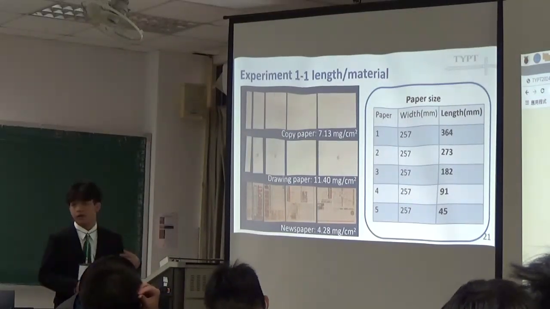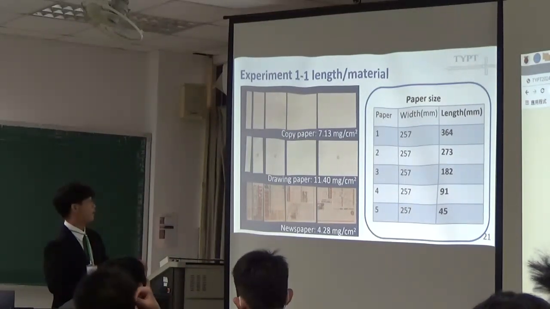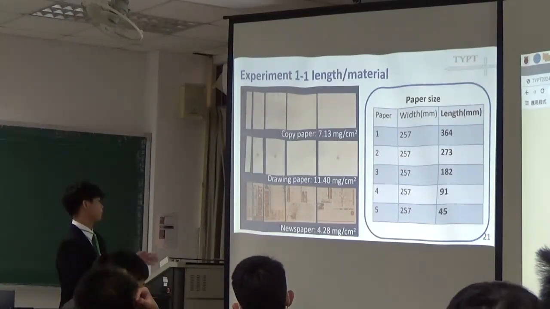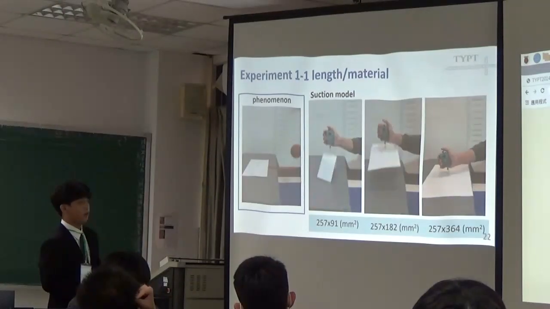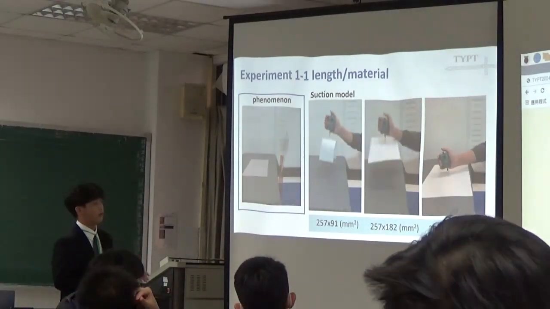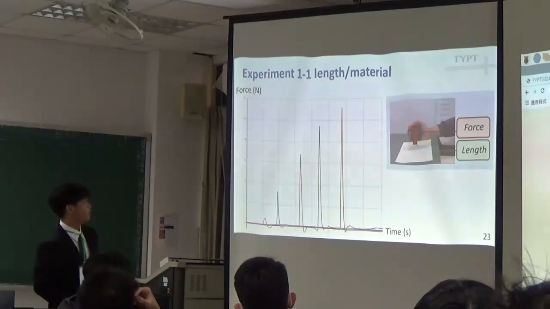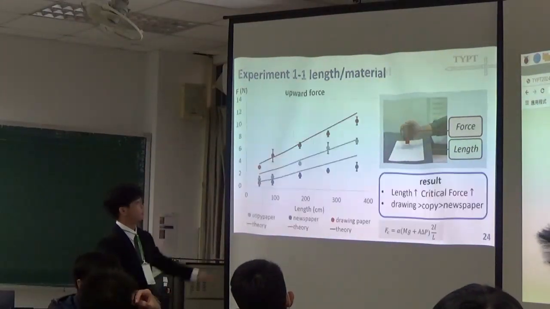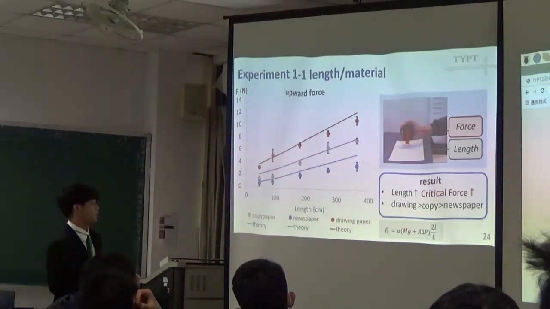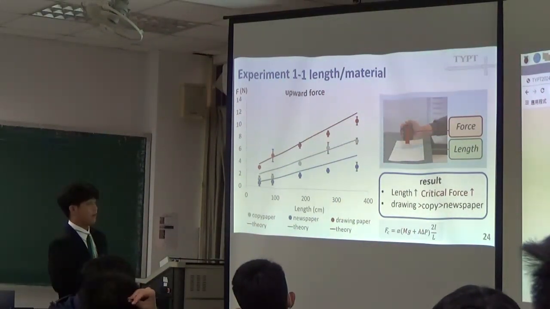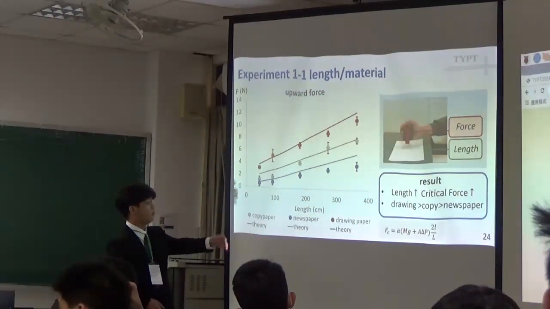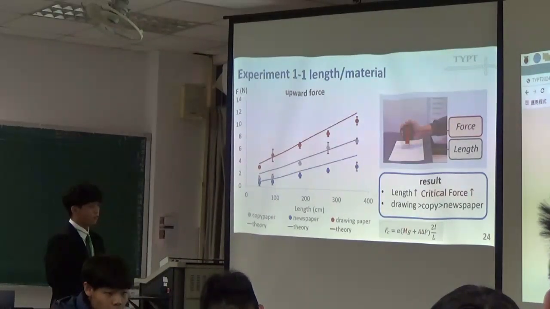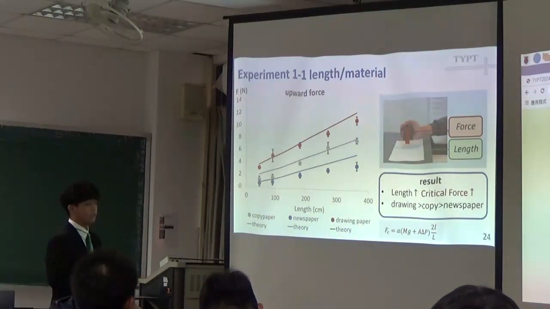Okay. In our first experiment, I changed the length of the ruler and used 3 different materials, including copy paper, drawing paper, and newspaper. So here's a demo video of our experiment. And then I record the data from the force sensor, and here's our experimental data. You can see that when the length is increased, the critical force also increases.